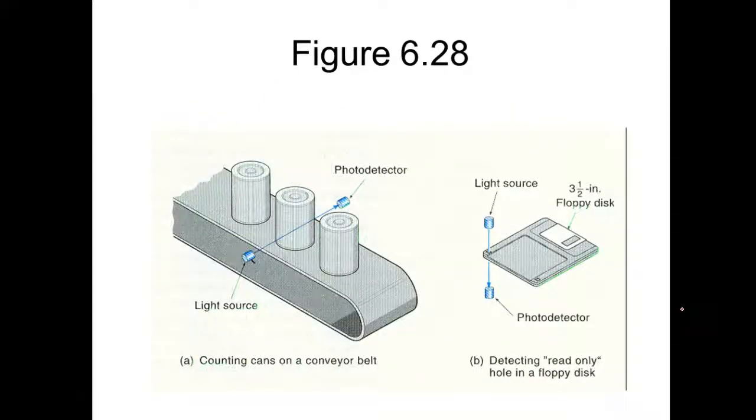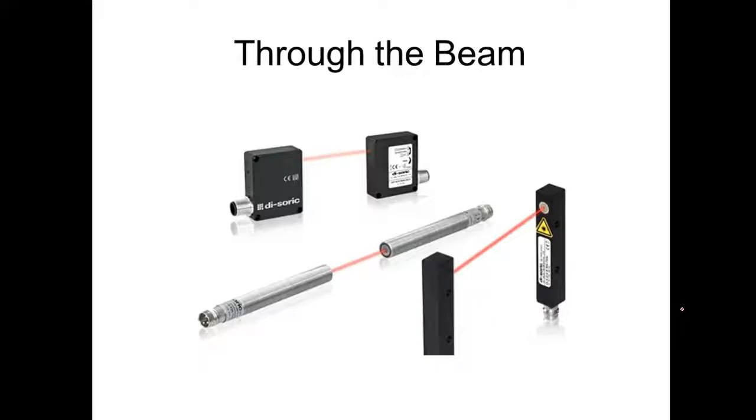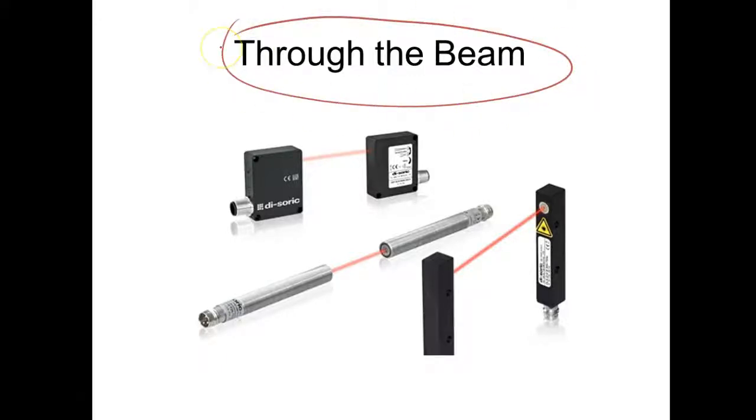But the first lab that we're going to do, where we actually go over to the motor controls lab, is we're going to deal with photoelectric detectors. And photoelectric detectors, we have three main categories that we use. We have one called through the beam. And so what we do is we have a transmitter and we have a receiver.